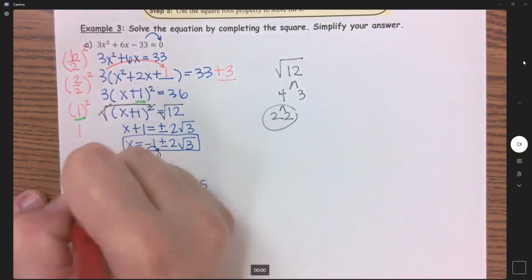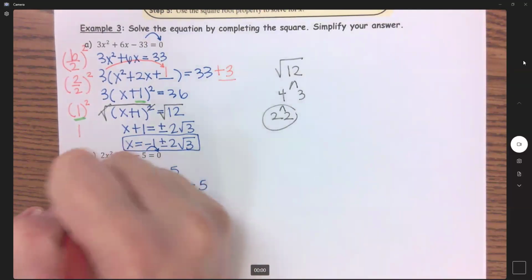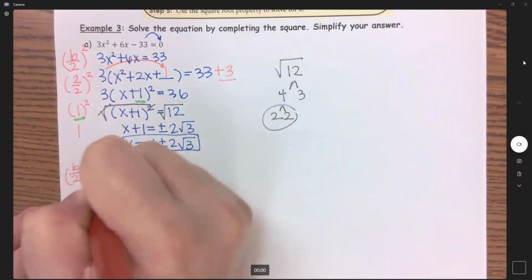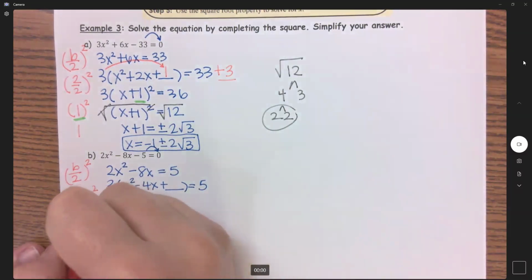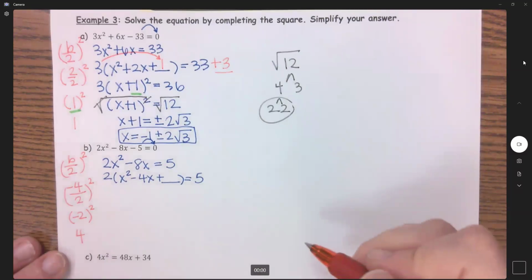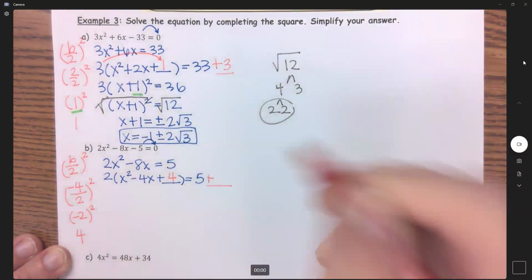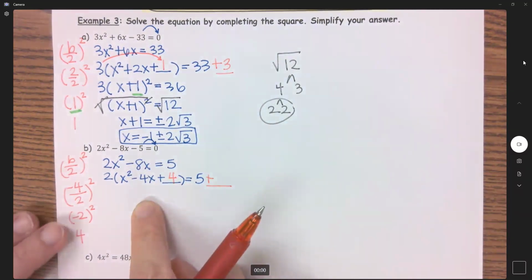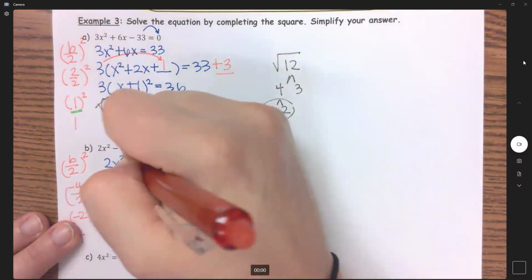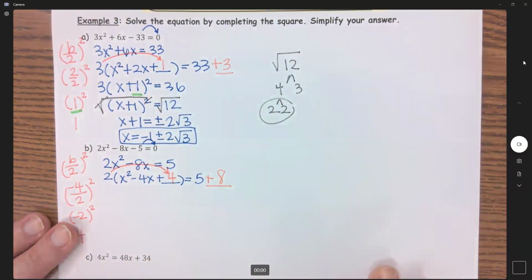So we have b over 2 squared. My b is -4. -4 divided by 2 is -2. And -2 in parentheses squared is 4. So I'm adding in 4 here. But what am I actually adding over here? I am actually adding in 8, 2 times that 4.